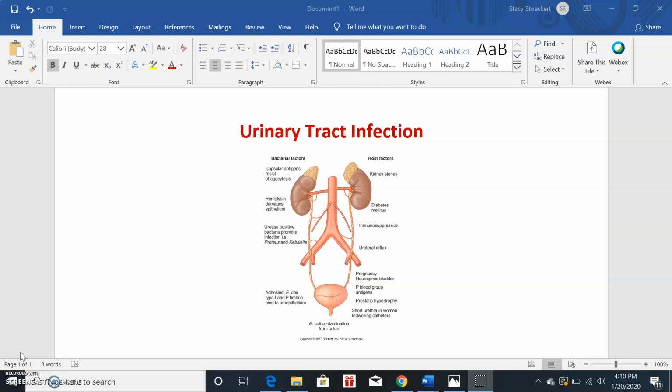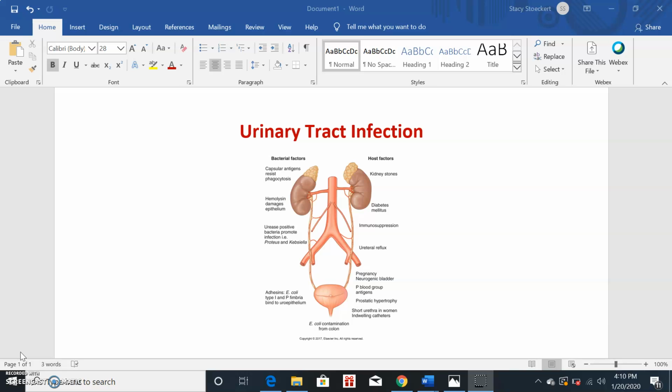There are several factors that help the body protect itself from UTIs. A low pH is important, high osmolarity of urea, the presence of Tamm-Horsfall protein, and secretions from the uroepithelium, which provides the body with a bactericidal effect. The two types of UTIs are acute cystitis and acute pyelonephritis.